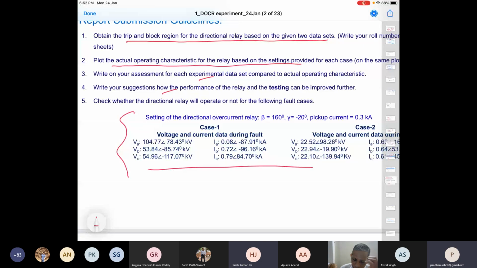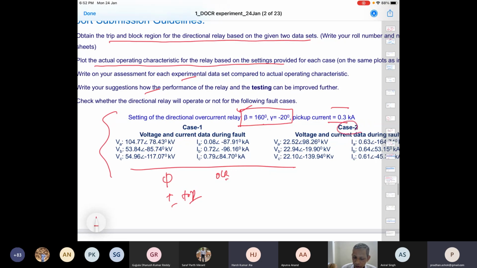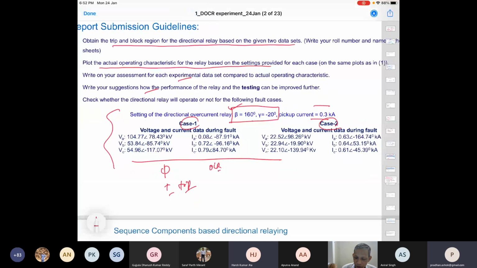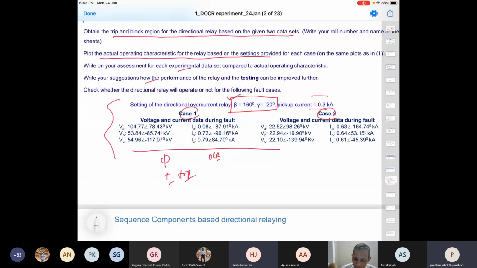So we say here the voltage and current data during fault. These are the settings provided to you, and the pickup current is 0.3 kiloampere. So you have to see whether the current is greater than this, so overcurrent is happening or not, and then you have to check the angle phi, and whether the angle is positive, negative, and within this range or not. If it is within this range, it will trip. If it is not within this range, it will not trip. So for these two cases, we have to make out whether the relay will trip or not trip. So check whether the directional relay will operate or not for the following fault cases.